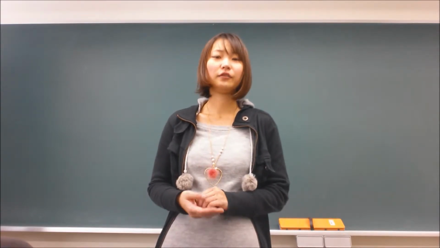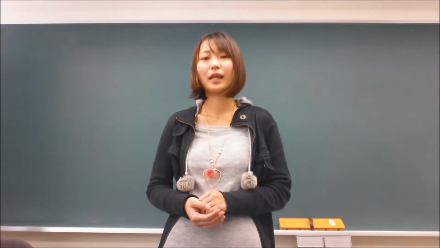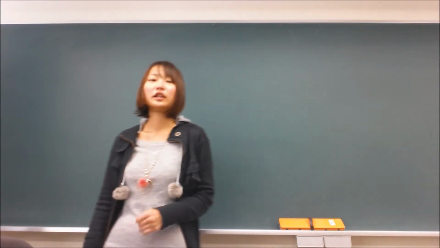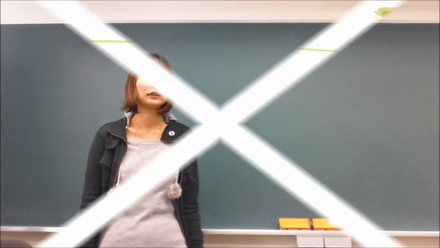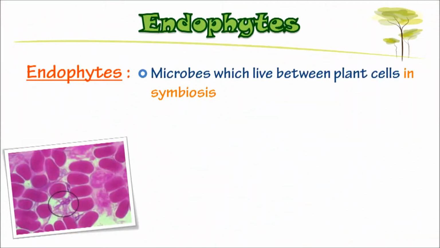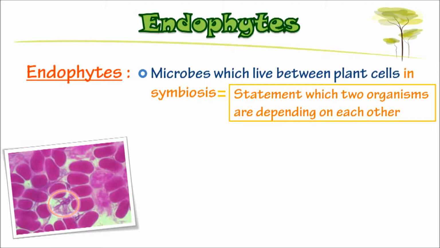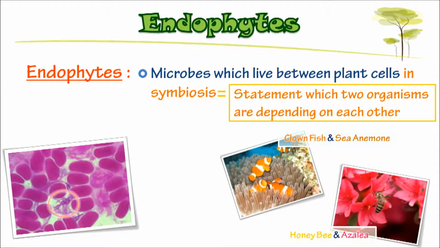So we somehow need to increase harvest rate. Recently, it is expected that a group of living organisms will help us accomplish this big task. The organisms are called endophytes. Endophytes are microbes which live between plant cells in symbiosis. Symbiosis is the state in which two different organisms depend on each other. Clownfish, which is known as Nemo, and sea anemone, honeybee and azalea are the examples.